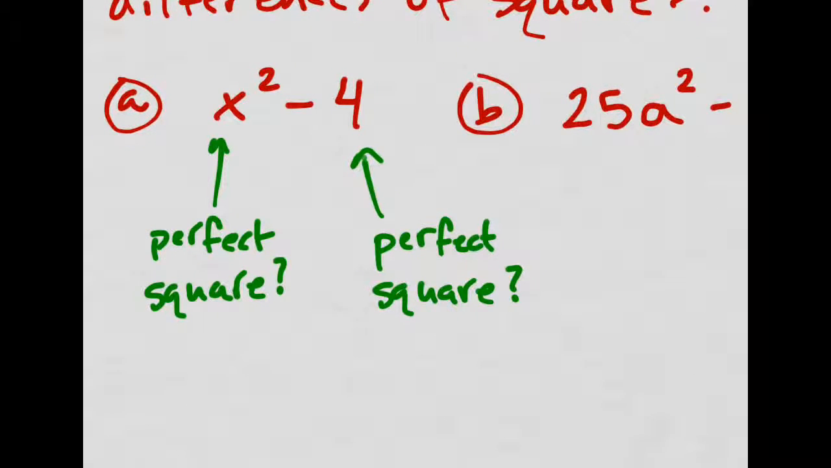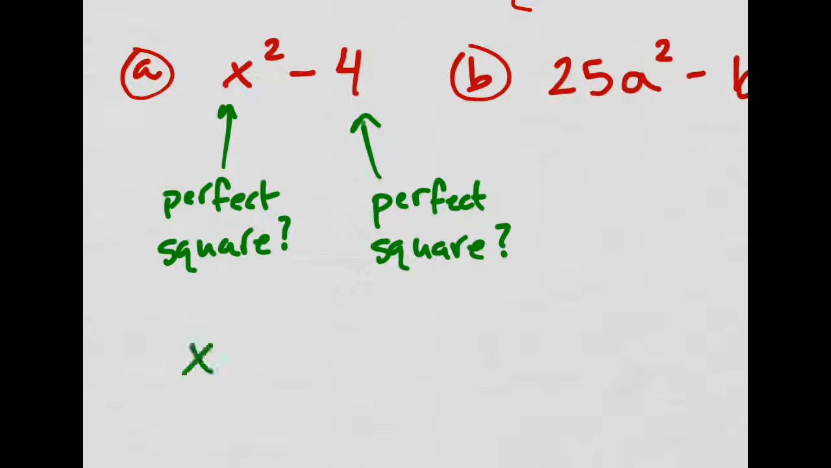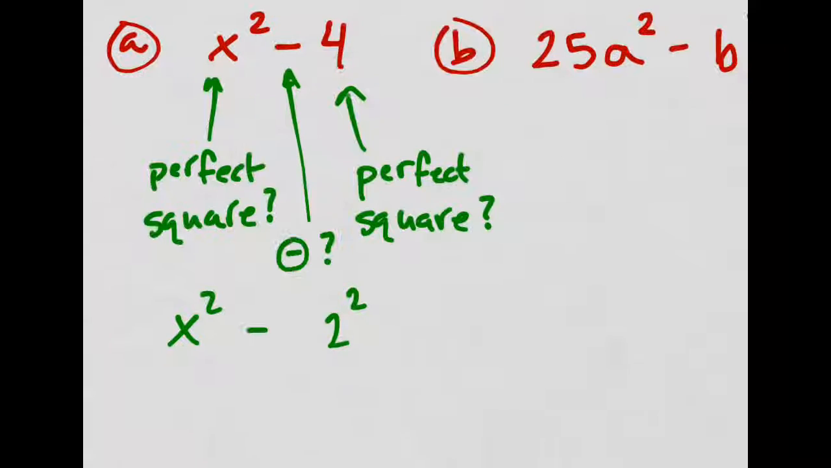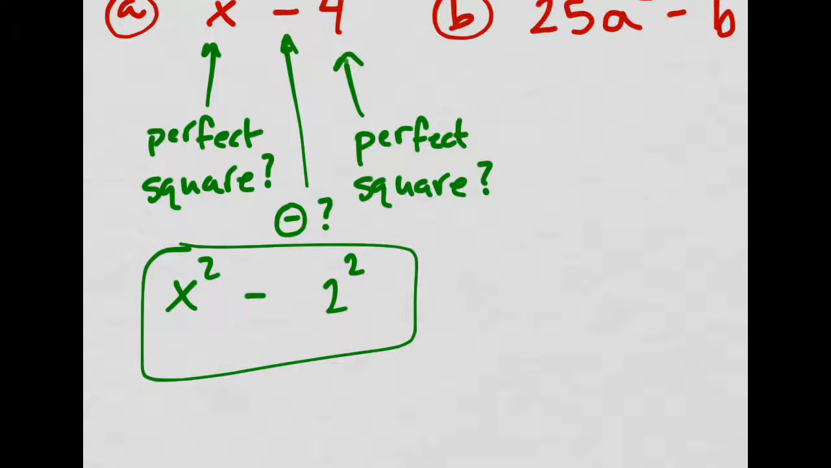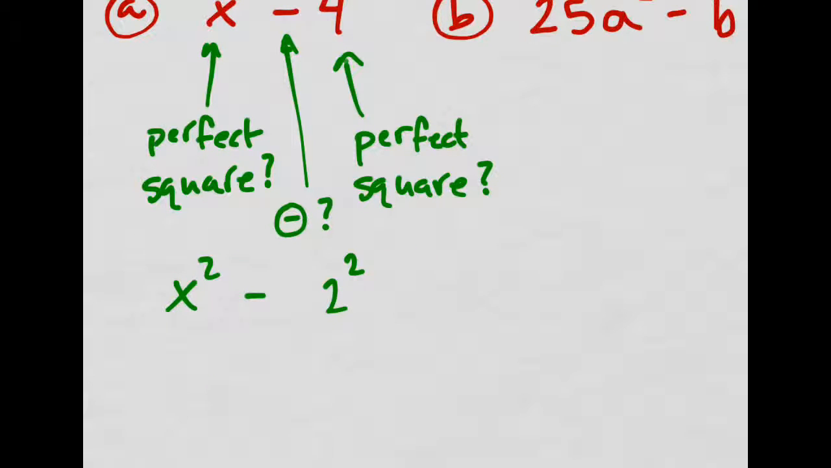In both cases here, is this a perfect square? Yeah, of course it is. Is 4 a perfect square? Well, yeah, you can rewrite this as 2 squared, right? That's what 4 is. And is that subtraction? Yes. So then this is a difference of squares. So then yes.